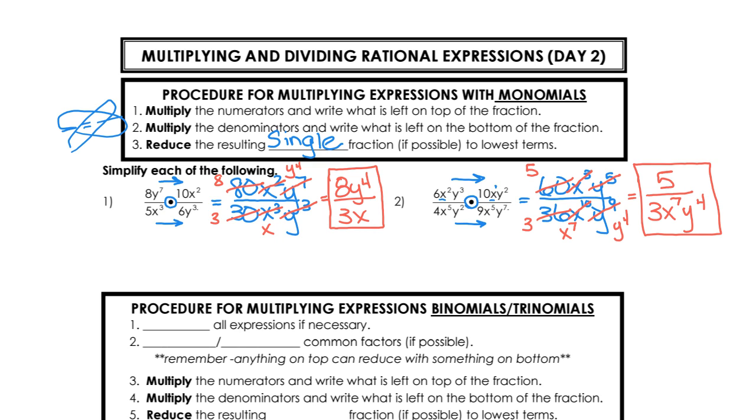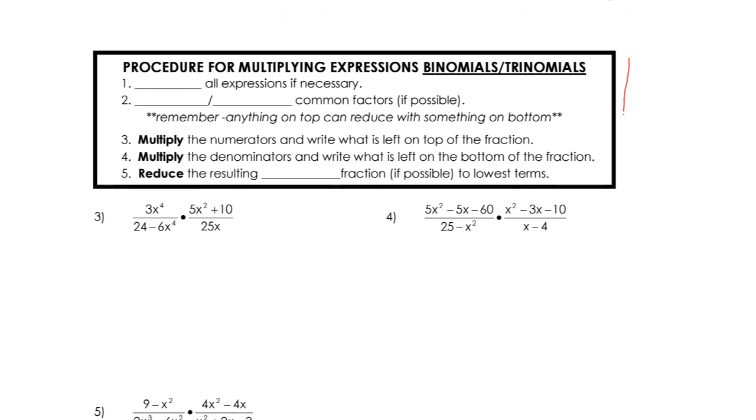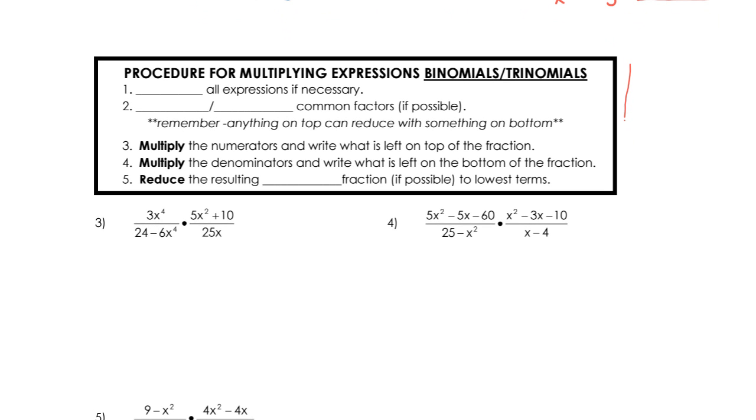Okay, so hopefully that wasn't too hard. And now we're going to do a procedure for multiplying binomials and trinomials. Okay, we'll move this up. So you're going to see that in these questions, they aren't just single terms. In number 3, we still have a monomial on top, but on the bottom of that first fraction, that's a binomial. In the second fraction, the top is a binomial and the bottom is a monomial.